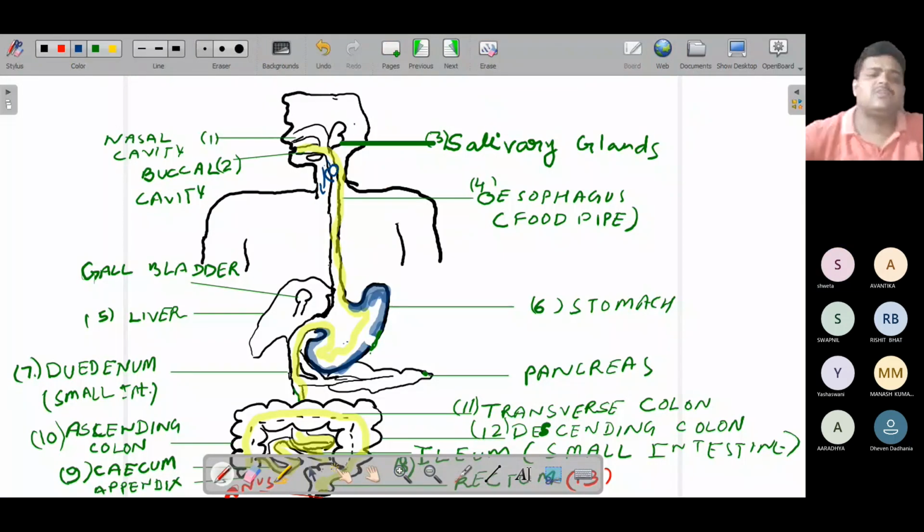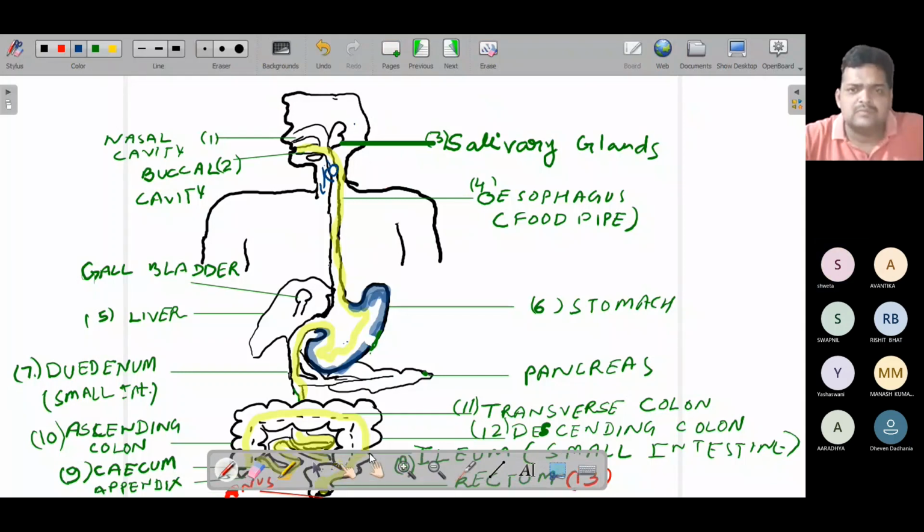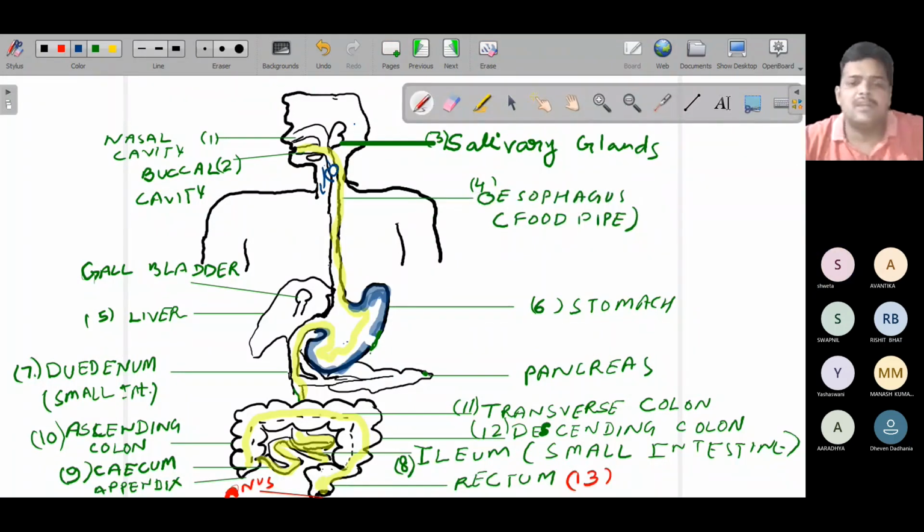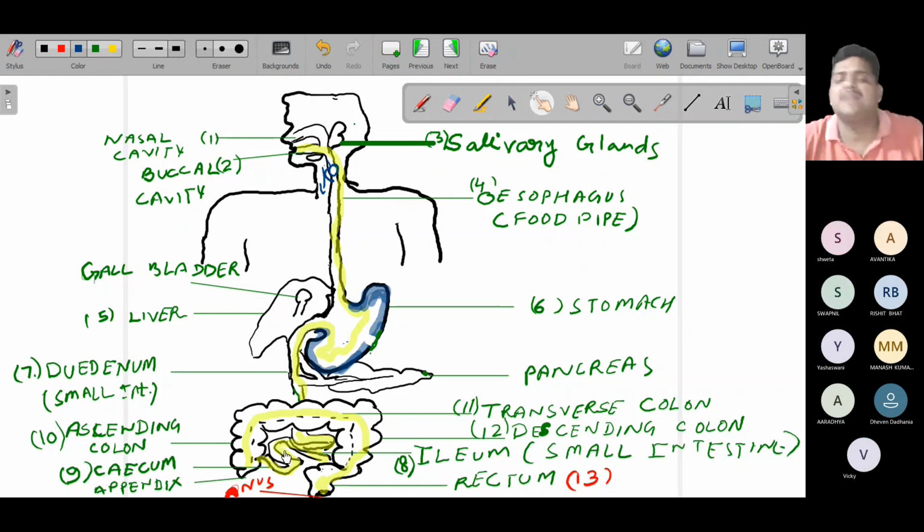You can see the small intestine. Starting from here, this is your small intestine. When the food enters the small intestine, it passes through the coiled structure of the small intestine. After that, it passes into the large intestine here. There are different names given over here, but those are for higher classes; you do not have to know them. Now this one is your large intestine.